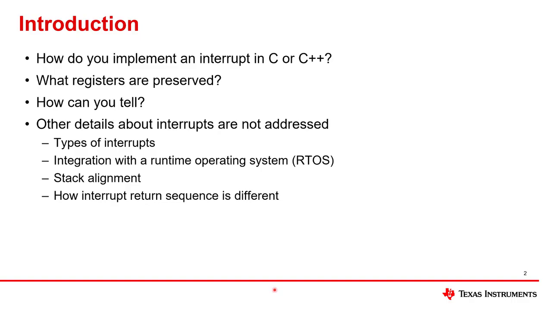Here are some questions that are answered during this video. How do you implement an interrupt in C or C++? When the interrupt happens, what registers get preserved? And how can you tell?